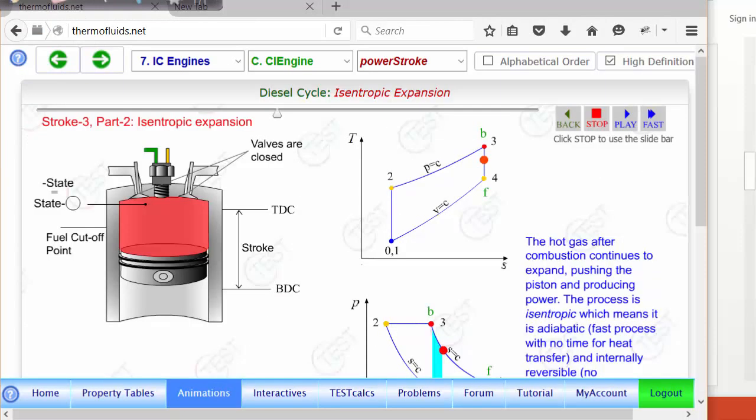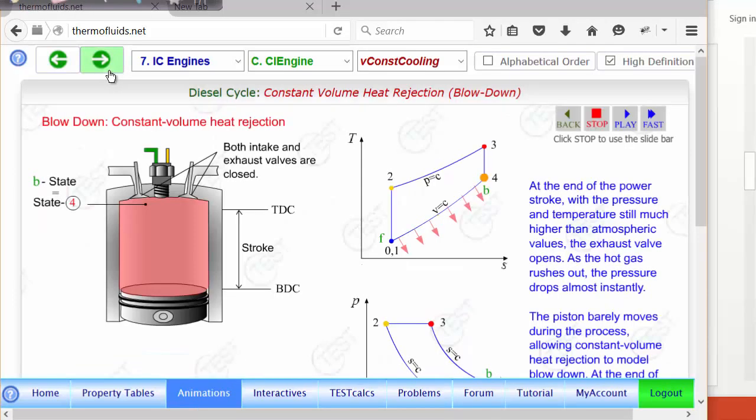If we go to finish up, now as you can see, the power stroke is the same, and of course the last process is the constant volume heat rejection. Really what happens is there's a blow down, the exhaust valve opens, and as soon as it opens, hot gases escape. And in the diesel cycle, we mimic that by saying from state 4 we come back to state 1 through instantaneous heat rejection. This is modeled exactly as in the Otto cycle. There is no difference there.